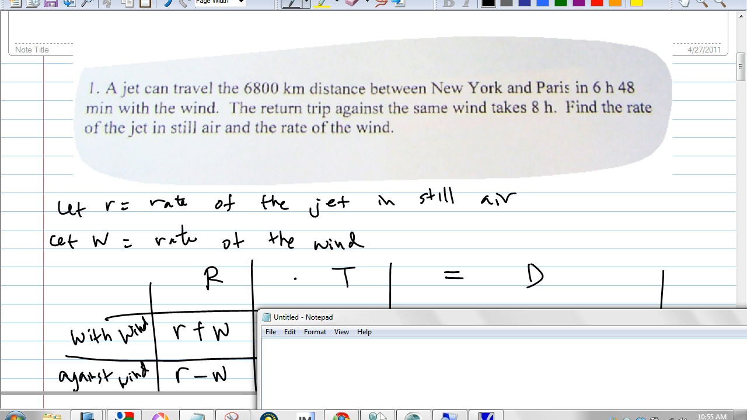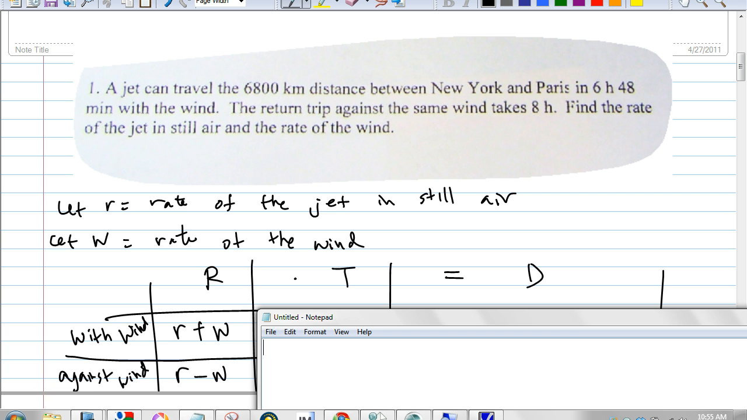Okay. Now, what about the time? Do we know the time it takes? Okay, raise your hand. For you to go with the wind, what did they say here? Yes, Sasha? 6.8. How did you get 6.8? Because 48 minutes over 60 is 4/5. Very good. So could I use 6.48 as the hours? No, we cannot. That's not okay. So what I did was I wrote down 6 and 48 over what? 60, not hundreds. There are 60 minutes in 1 hour.